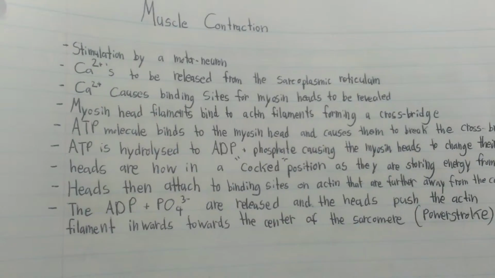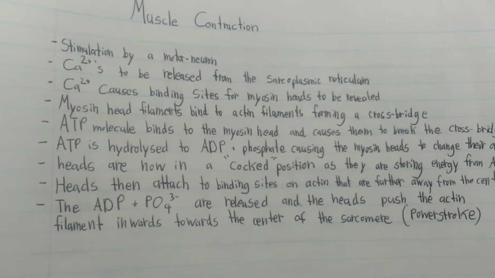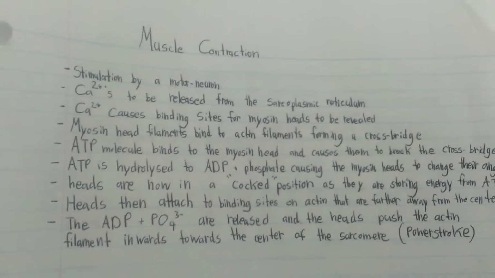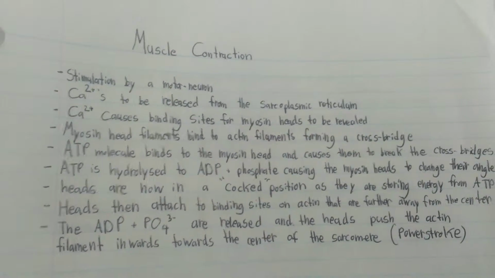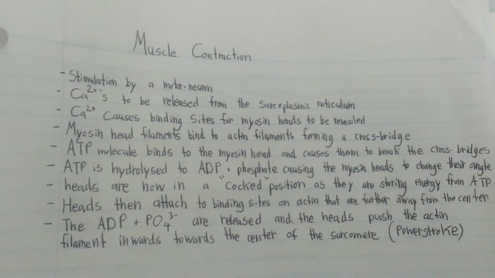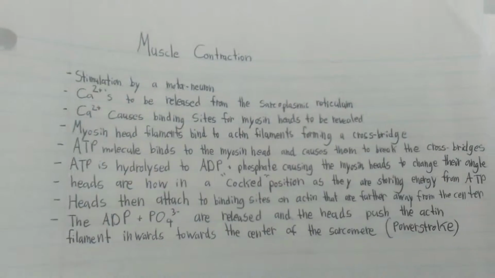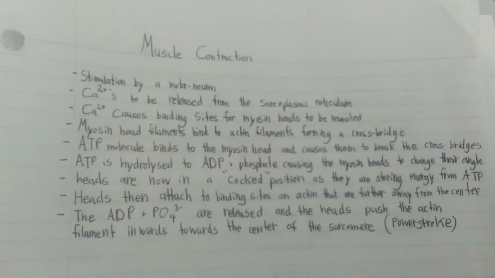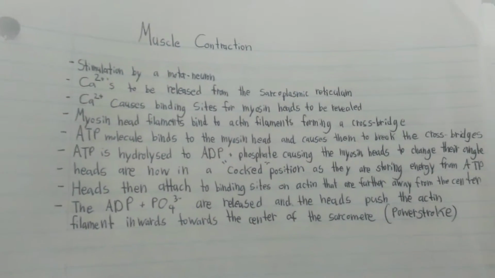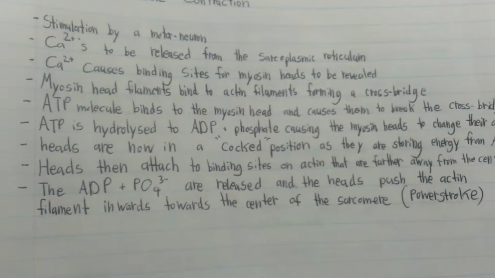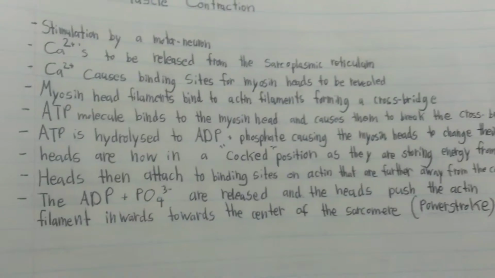Myosin head filaments are then able to bind to the actin filaments. This forms a cross bridge. So now that they've been signaled by a neuron to contract, and we have calcium ions which have removed that barricade preventing the myosin heads from binding, these myosin heads are now attached to the actin filaments. They formed what we would call a cross bridge here. Now this cross bridge is just the myosin heads attached to the actin filaments.